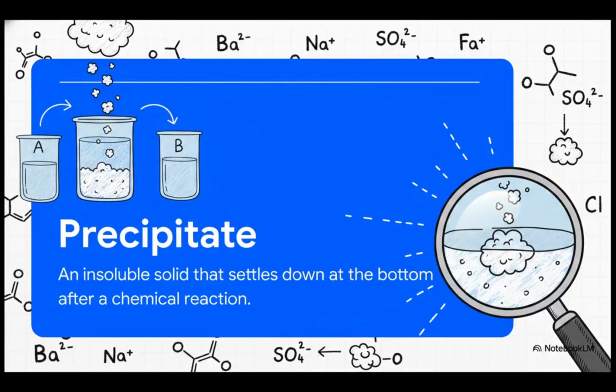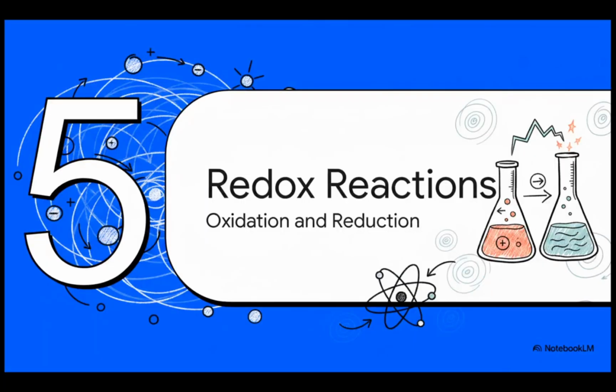And during these double displacement reactions, you'll frequently see a precipitate form. Basically, a precipitate is an insoluble solid that just suddenly appears and settles down at the bottom of the liquid after the reaction, kind of like dirt settling in a glass of water. A classic example is when you mix colorless barium chloride and colorless sodium sulfate, and boom, you instantly get a heavy, bright white precipitate. Finally, Section 5, Redox Reactions.